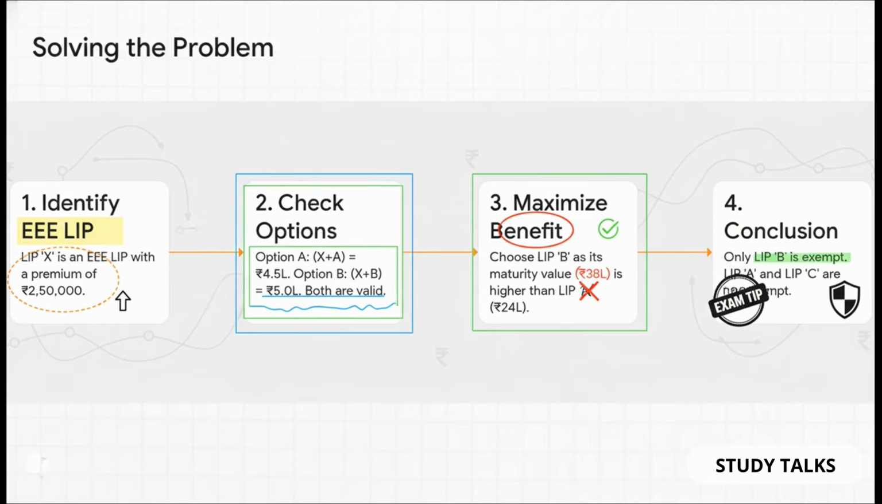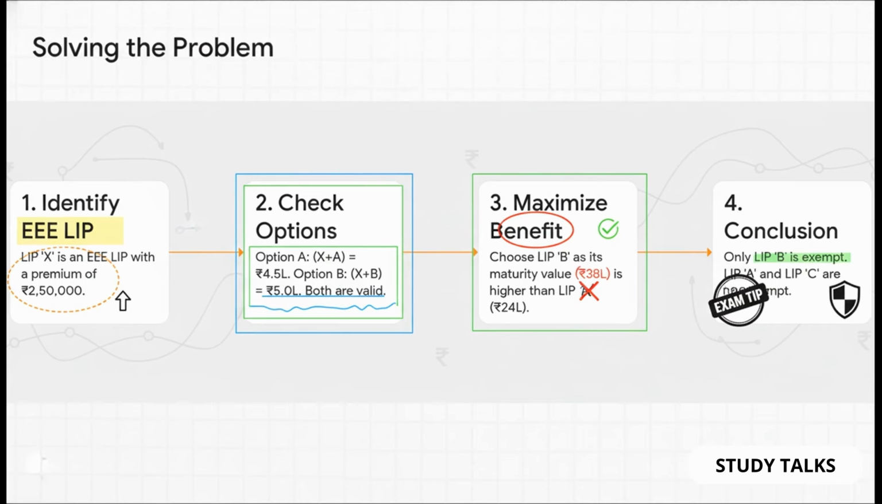Step 2, check our options for this year, but always remember to add them to X's premium. So if we add policy A, we get 4.5 lakhs. That's inside the limit, that's an option. Now if we add policy B instead, we get exactly 5 lakhs. That's also allowed.